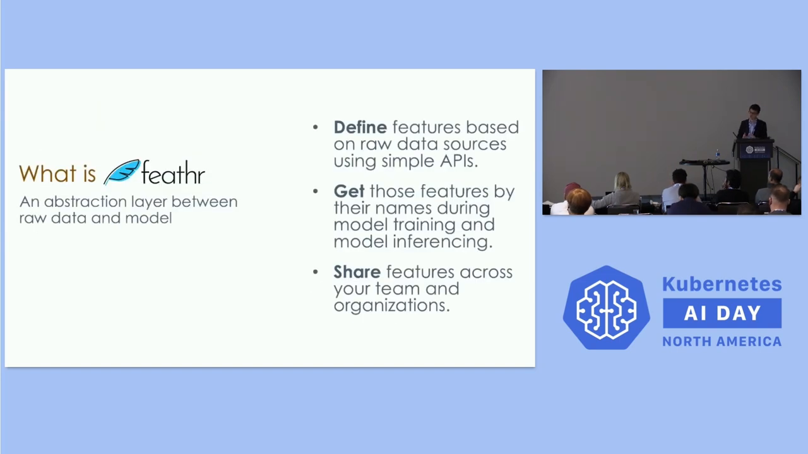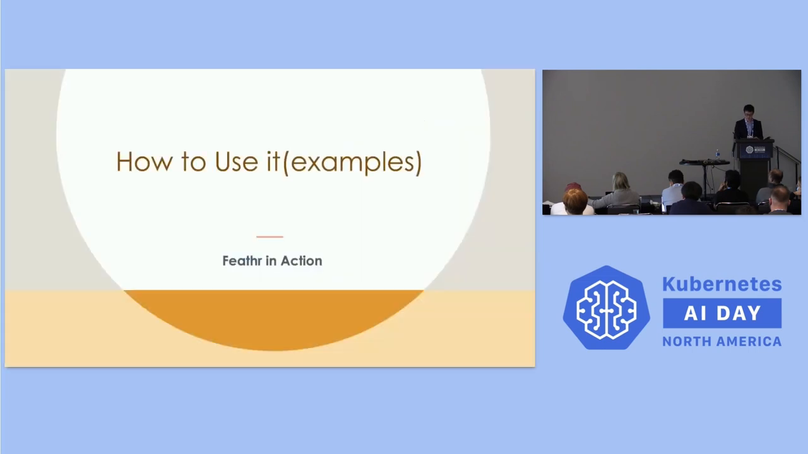So, from a very high level, Feathr is an abstraction layer between raw data and the model. It helps you define features based on raw data sources using simple APIs, and get those features by their names during model training and model inference. This will avoid problems like training-serving skew. And it allows you to share features across your team and organization. So I will demonstrate some use cases and examples to give you a hands-on experience of what it's like.